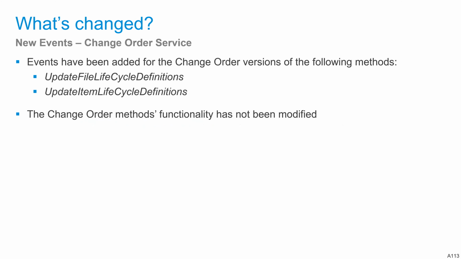Along that same line of work, we've also added change order versions with events for update file lifecycle definitions and update item lifecycle definitions. The method's functionality itself hasn't been modified in any way. We've just added events with the methods called.